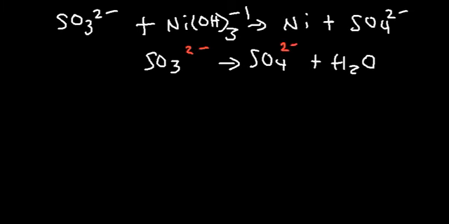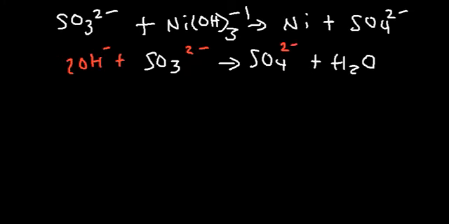So notice that we have 5 oxygen atoms on the right side, 2 hydrogen atoms on the right, but we already have 3 oxygen atoms. 5 minus 3 is 2, and so we only need 2 hydroxide ions to balance it. Notice that if we add 2 hydroxide ions on the left side, we have 5 oxygen atoms on both sides and 2 hydrogen atoms.